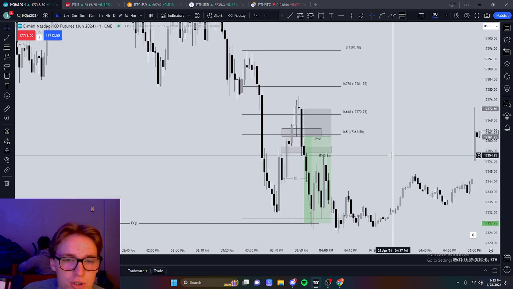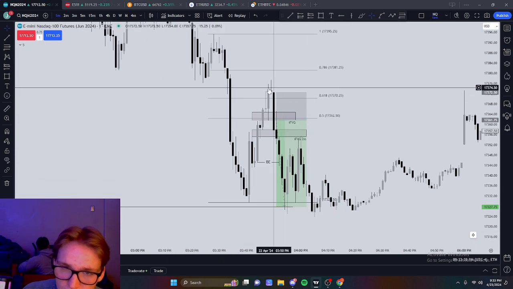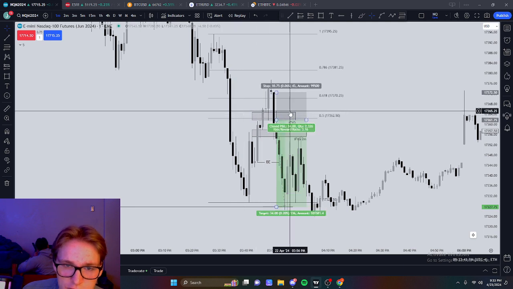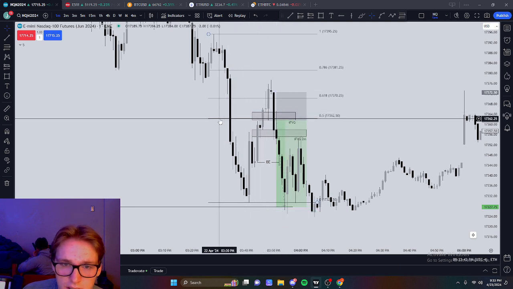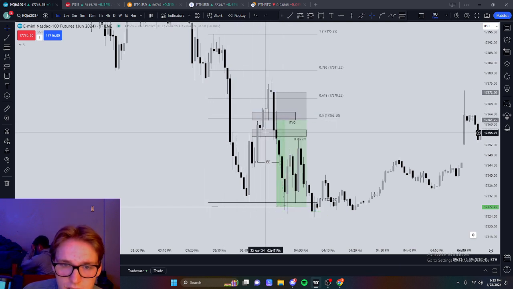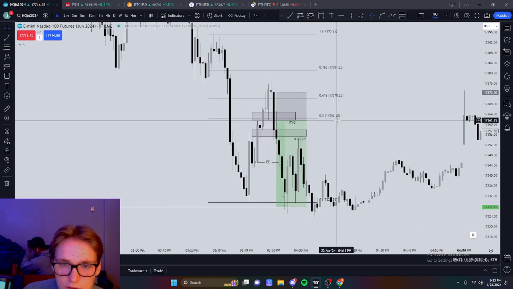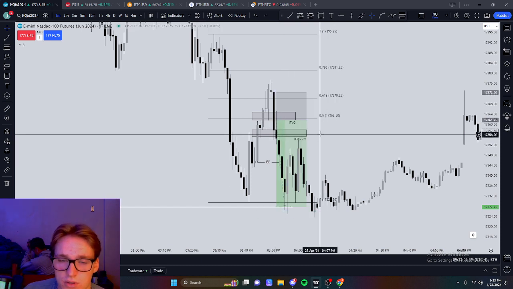We saw price push up in an optimal trade entry. This was the early entry, the 1 minute fair value gap, and once we inversed this 1 minute, we came down here. I set a limit order for just one, in case we tapped back in it, which we did, filled it fully, and wicked it out, so that was super high confluence.